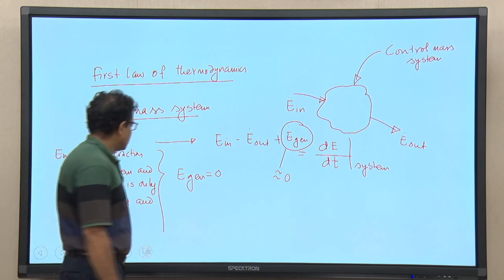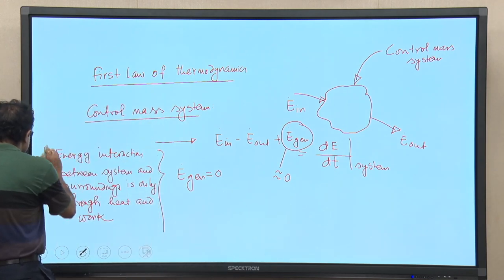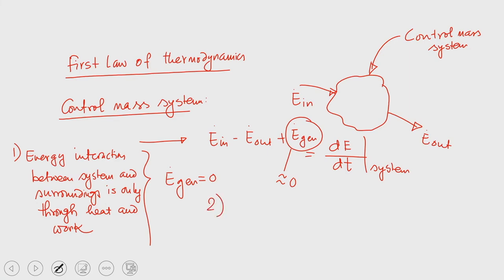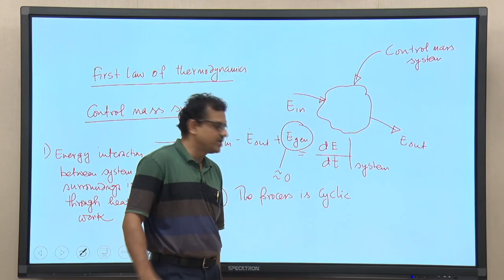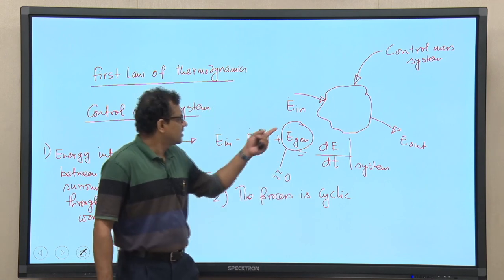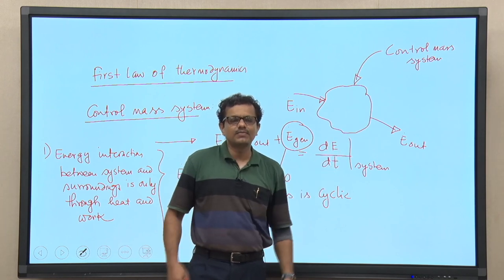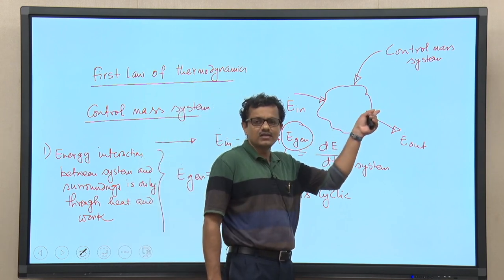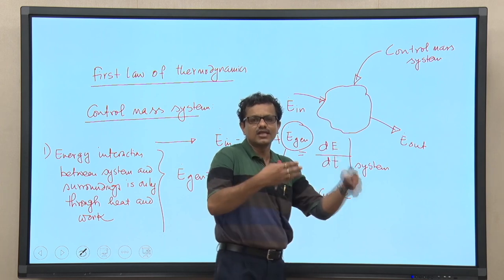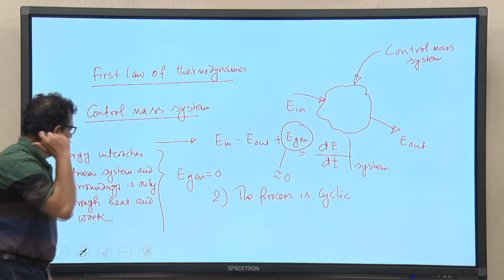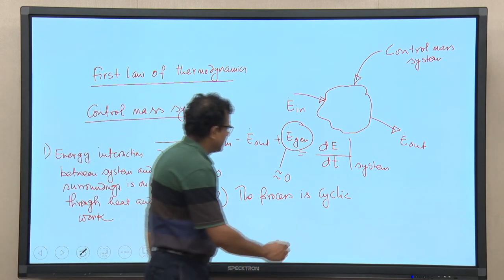So, you can assume this is one assumption, and if you also consider that the process is a cyclic process, I am not going to describe this because you have learned about the different processes: reversible process, irreversible process, cyclic process. If the process is cyclic, that means we can restore the system. If we give some energy input to the system, then after interaction with the surroundings, the system can be brought back to the initial state. So, this is a cyclic process. If the process is cyclic, then this term is equal to 0.